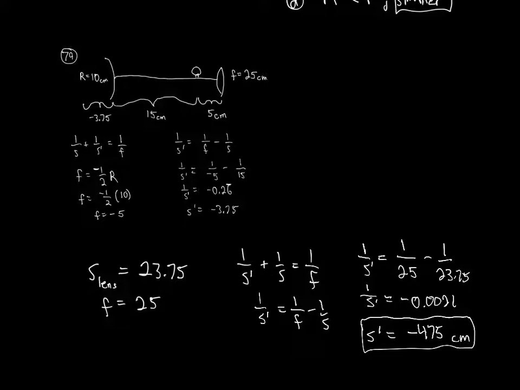Question? What does that say? Negative 0.0021. That's a 2 and a 1, not a hook and an L.